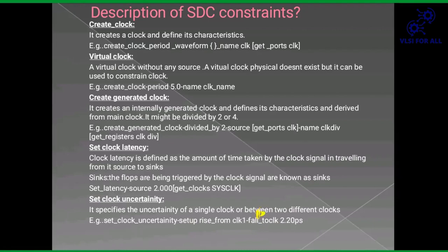Next, set clock uncertainty. Set clock uncertainty is in between two flops. If you have a single clock or two different clocks, there you will see set clock uncertainty, and there you should mention the setup, by which time it is setting up, the rise time and fall time, in the set clock uncertainty.